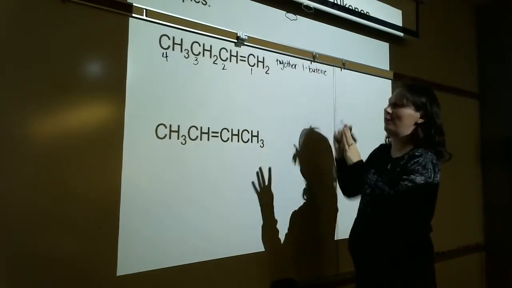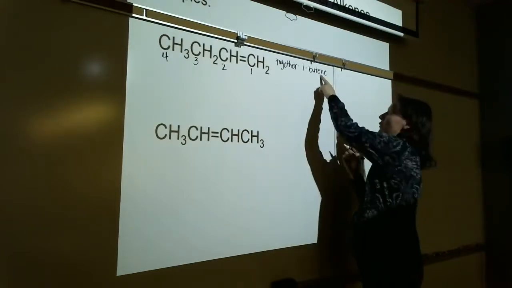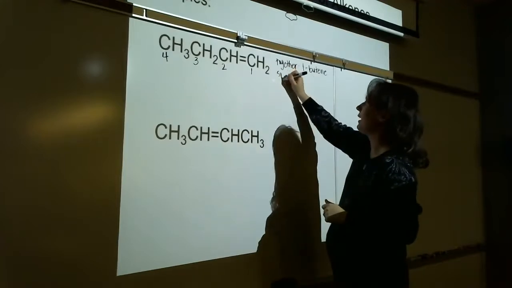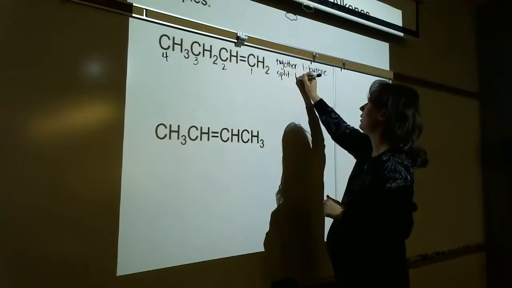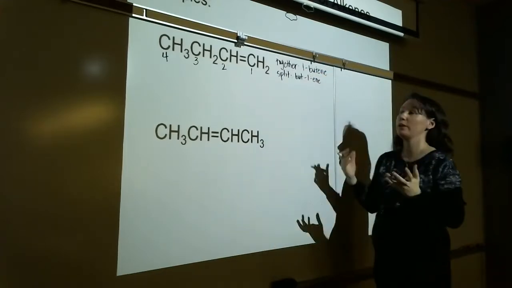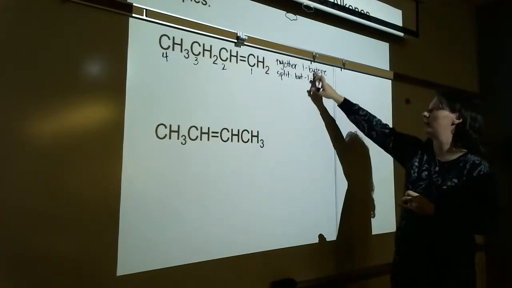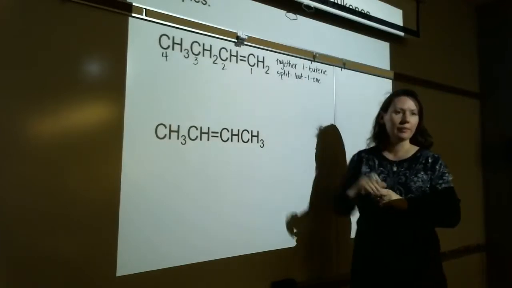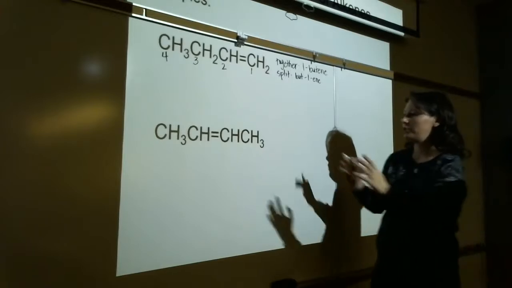Because a 4-carbon chain would be a butane. We change the suffix to ene. So if we keep it together, it'd be 1-butene. If we split it, it'd be but-1-ene. It's telling the reader it's a 4-carbon chain with a double bond between carbons 1 and 2. Does that make sense? Let's do this one.